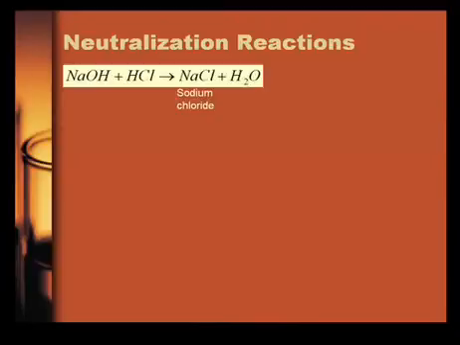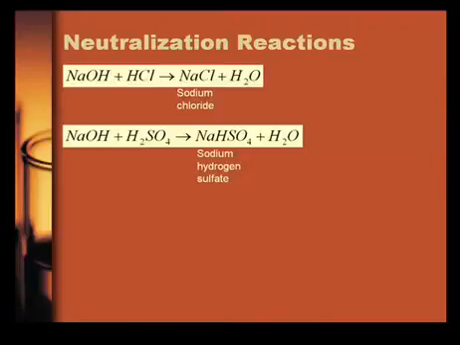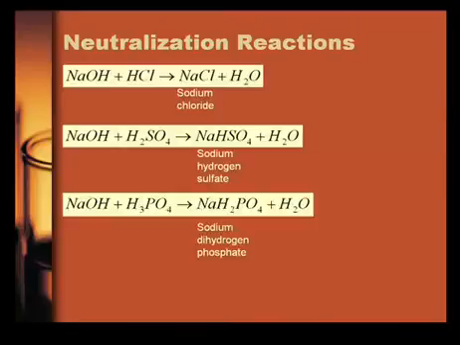So the neutralization reactions that will be performed in this experiment will be, you're going to take some sodium hydroxide plus hydrochloric acid, and that will yield sodium chloride plus water. You're also going to take sodium hydroxide plus sulfuric acid and get sodium hydrogen sulfate plus water. You're also going to do sodium hydroxide plus phosphoric acid to get sodium dihydrogen phosphate plus water. And as you can see, all three neutralization reactions yield a salt plus water.